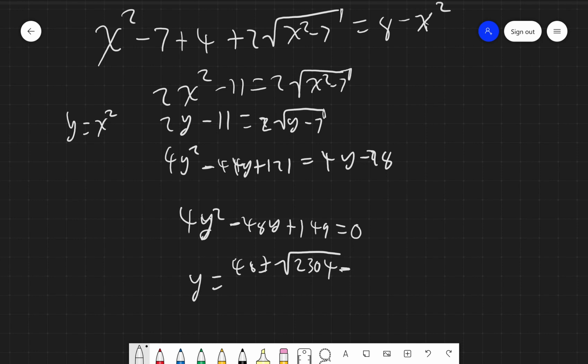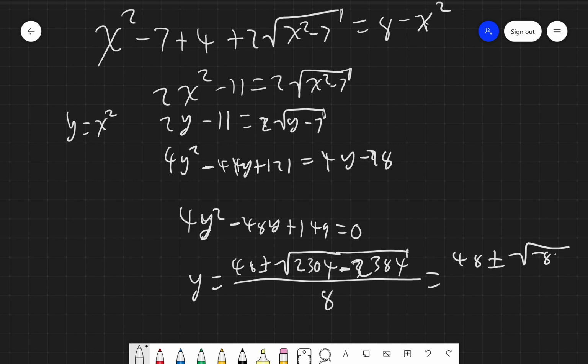Minus, see what I mean? You're not going to just do 16 times 149. That's kind of a weird thing to do. Oh, looks like we're getting negative roots. Okay, so that all over 8. That's equal to 48 plus or minus the square root of negative 80. I know I'm really generous here. We can simplify that, right?